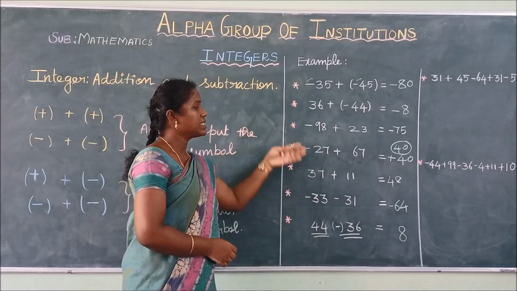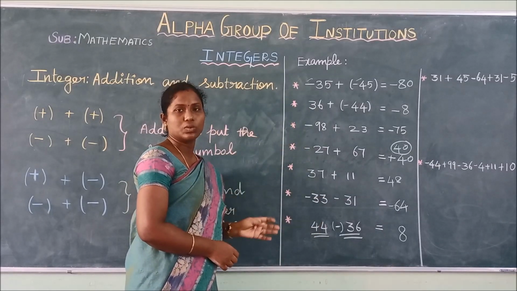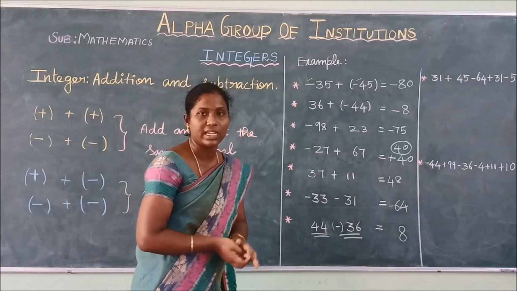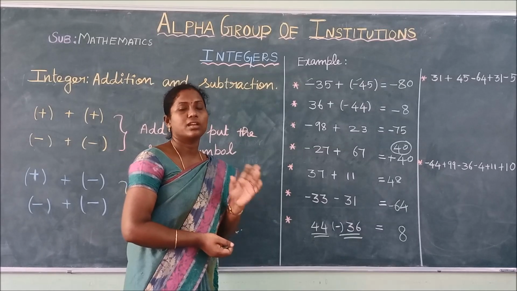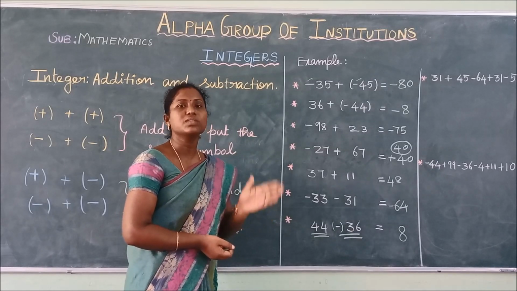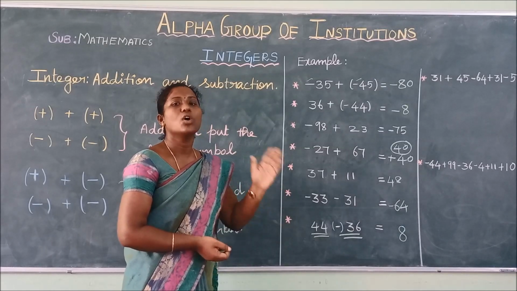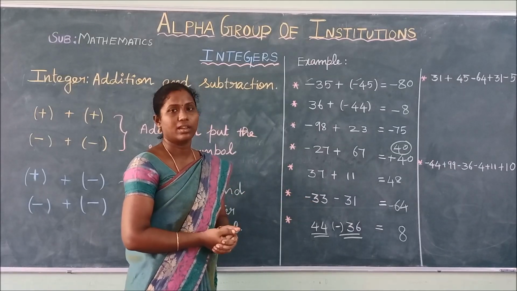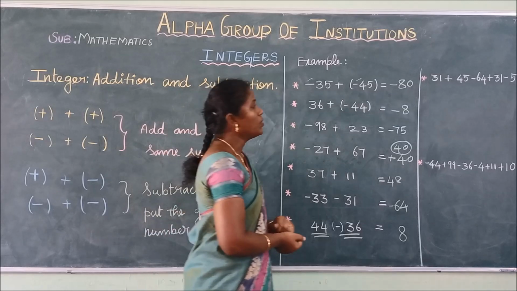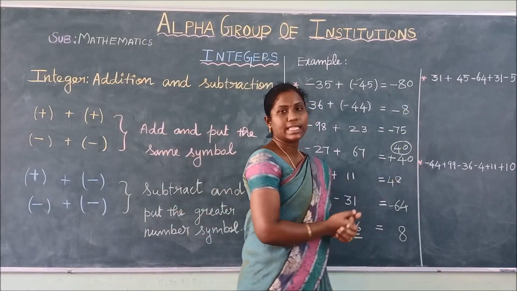So we have seen different examples based on this rule. Whenever you are adding or subtracting integers, be careful with the sign, whether it is the same sign or the opposite sign. Same sign means we add and put the same symbol. Opposite sign means we subtract and put the greater number's sign. Now see here, two more examples.